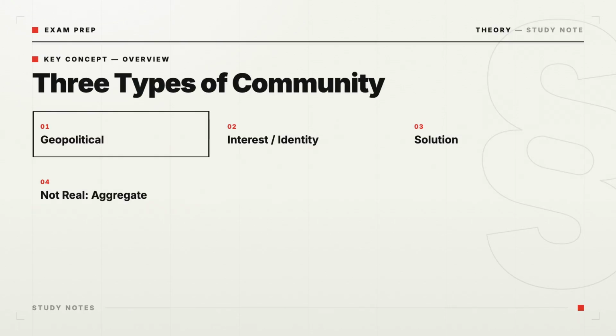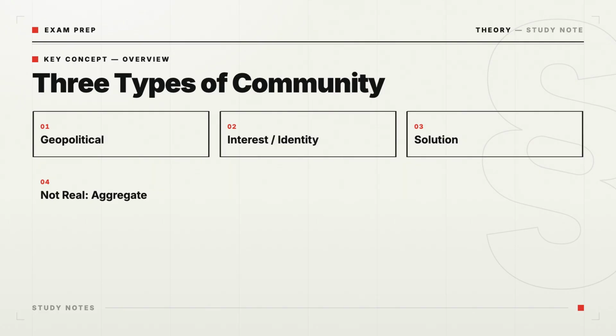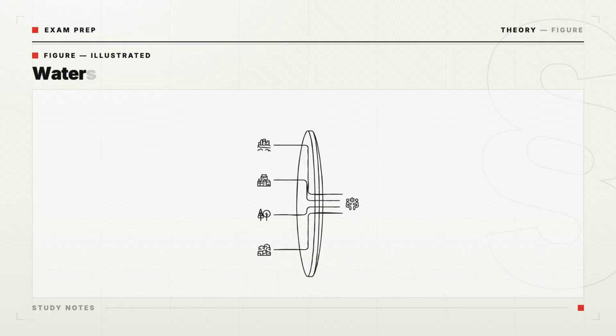3 real types appear in this material. A geopolitical community is bounded by geography or politics, like a city or school district. A community of interest is bounded by a shared identity, like a faith group or profession. A community of solution is bounded by a shared problem. There is no such thing as an aggregate community. That word pairing sounds technical, but refers to nothing.